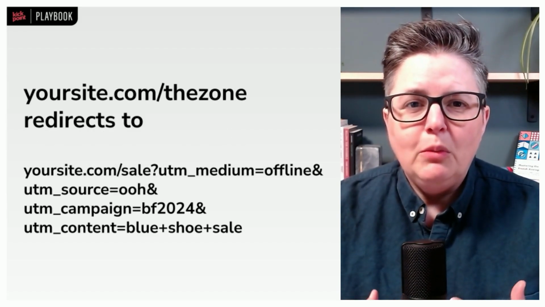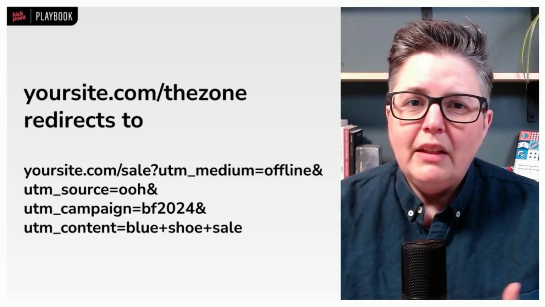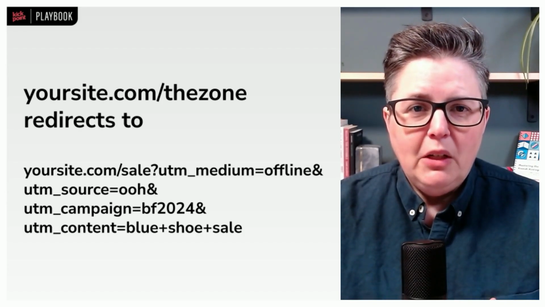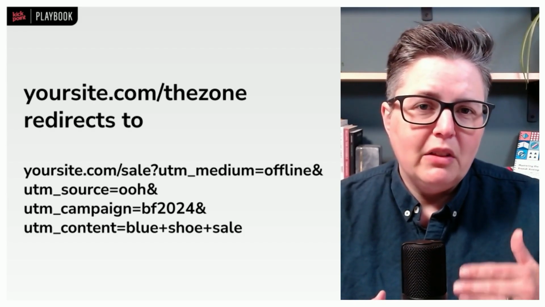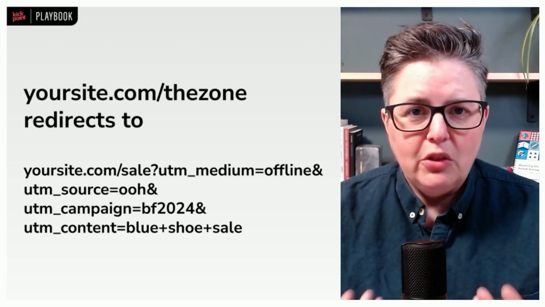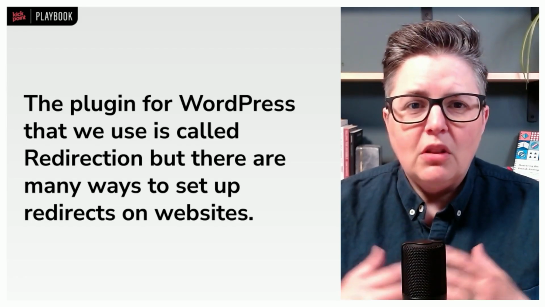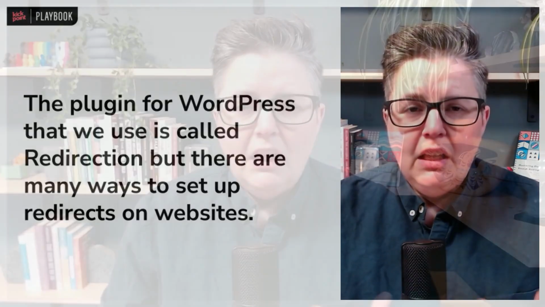For example, let's say we're advertising on a radio station named The Zone. That's the alt-rock station where I live. Then I'd make my URL be yoursite.com/thezone and say in the radio ad that there's a deal there just for Zone listeners. Then that short URL would redirect to the longer URL that has our UTMs added to it. We use a plugin for WordPress named Redirection to do this, but there's lots of ways to redirect a URL on your site to another URL with UTMs added on. If you're feeling stuck on how to do this, come and ask in the community.